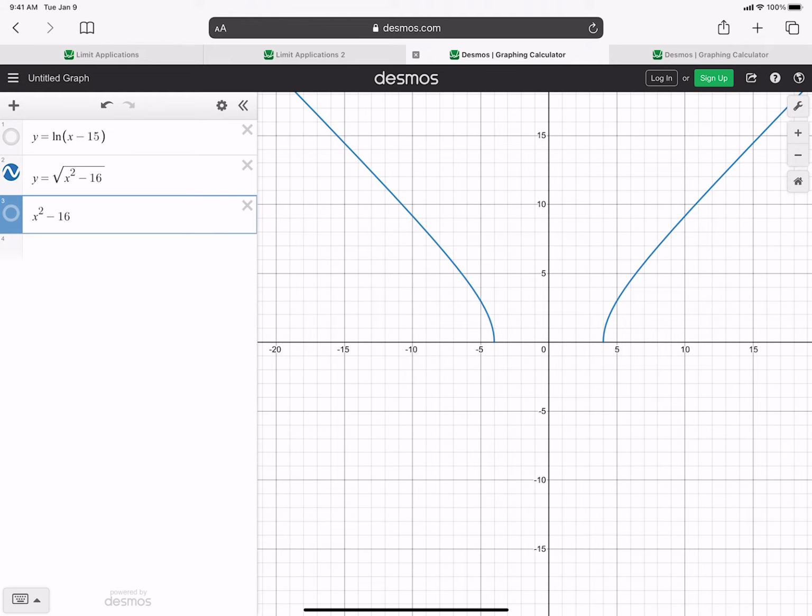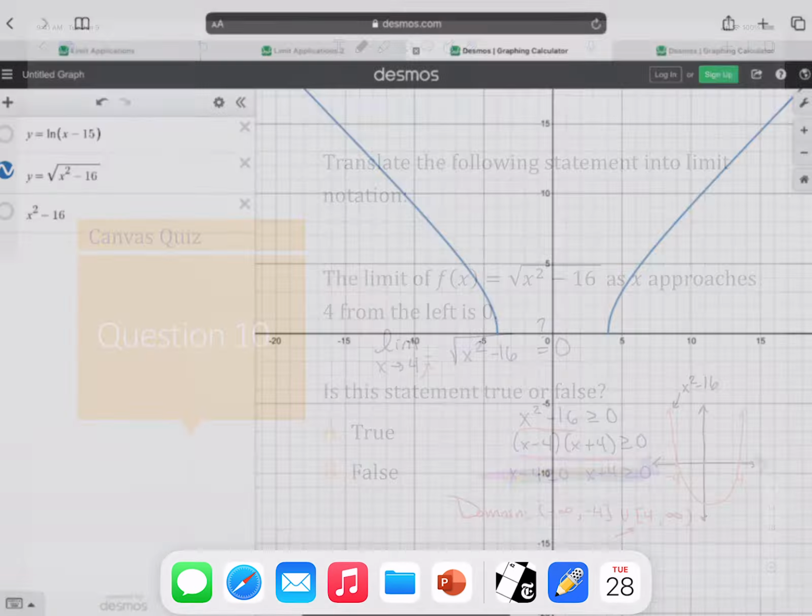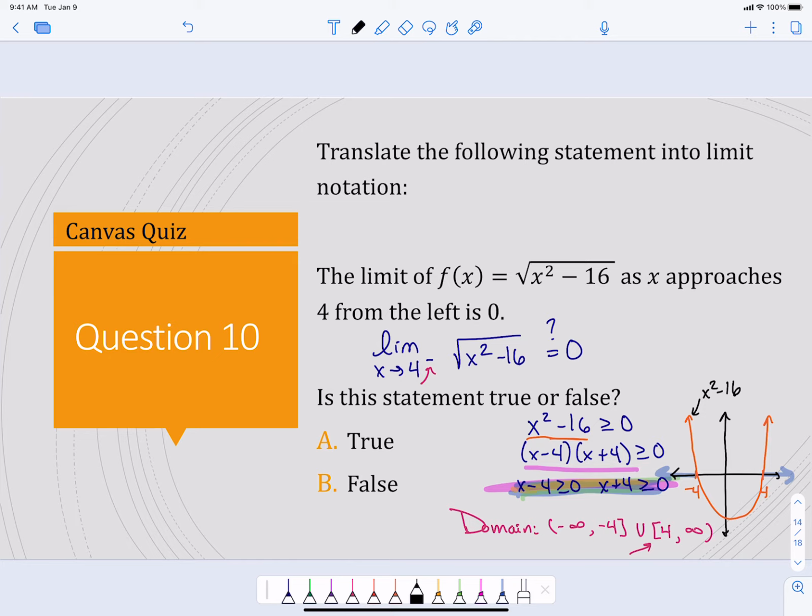And so there is no left-hand side that we can approach -4 or 4 from. We just absolutely can't. We can approach it from the right-hand side. We absolutely can do that. And yes, from the right-hand side, it's getting closer and closer to 0. But from the left-hand side, it does not exist. So our statement is false. And the limit as x goes to 4 from the left-hand side does not exist.